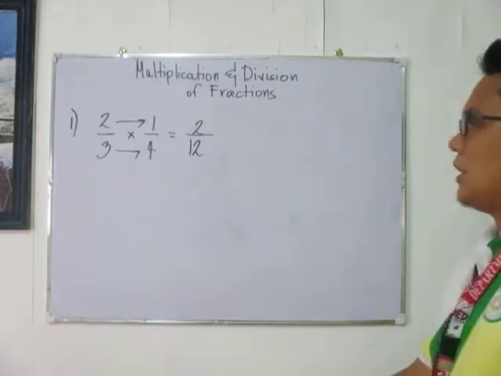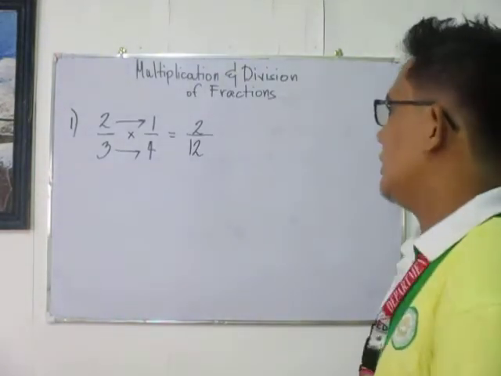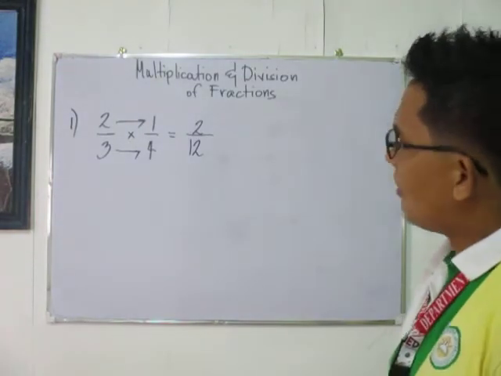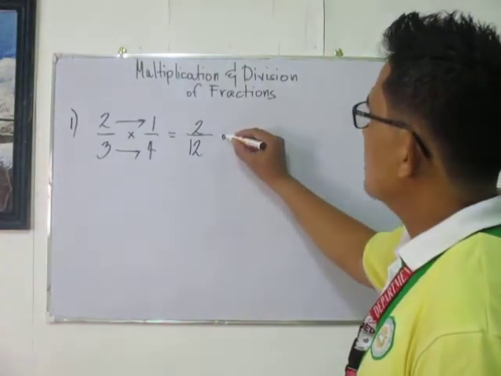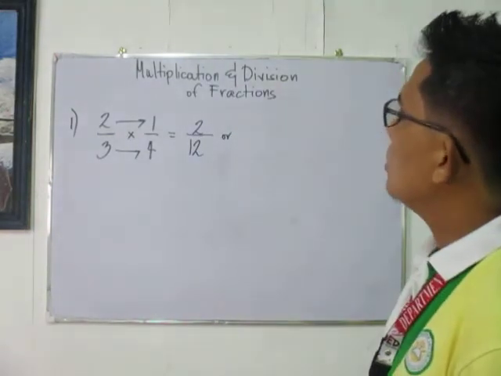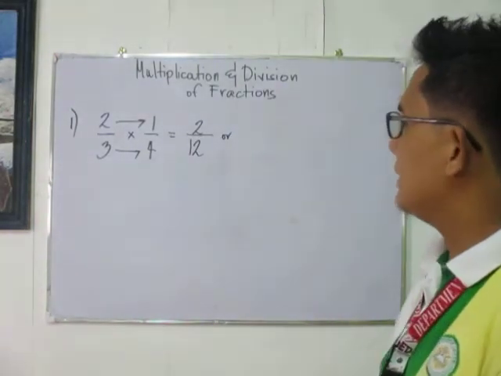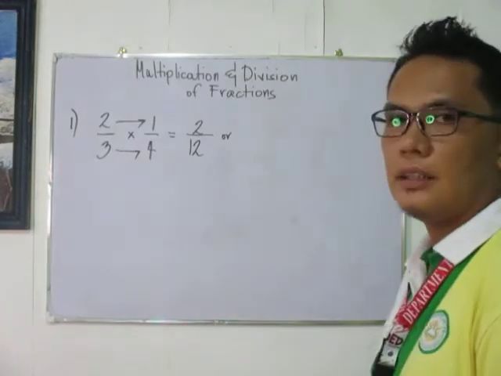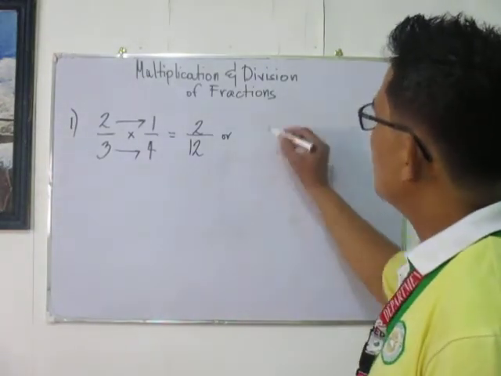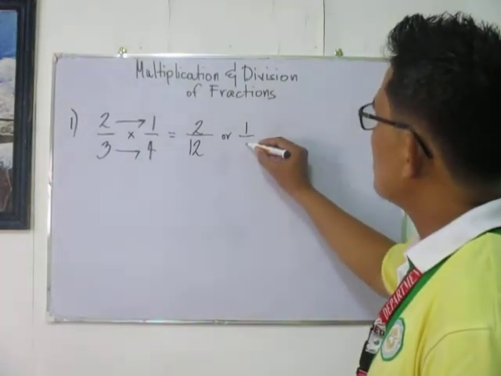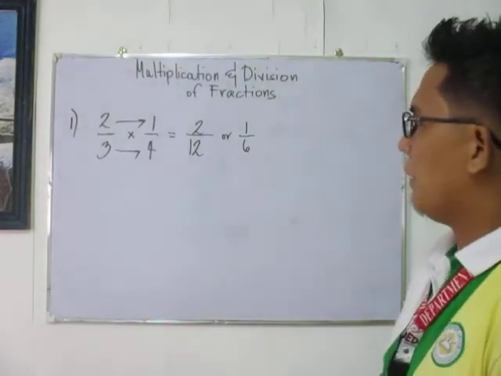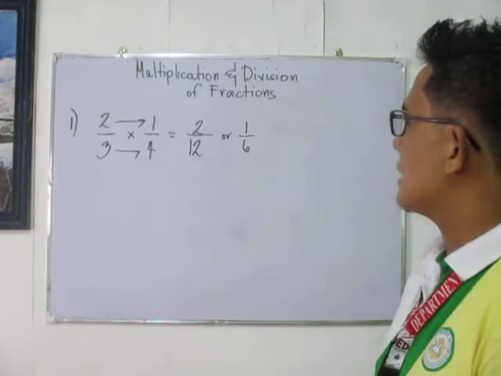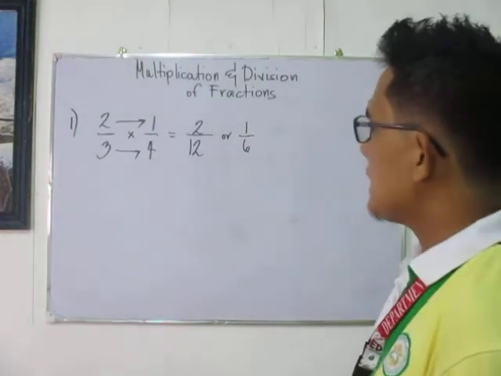And always remember that if you have a product that is simplifiable, let us always simplify our answer. Since this is divisible by 2, all we have to do is divide both numerator and denominator by a common number. Therefore, this becomes 1 over 6. So if we multiply 2/3 times 1/4, the answer is 1 over 6.